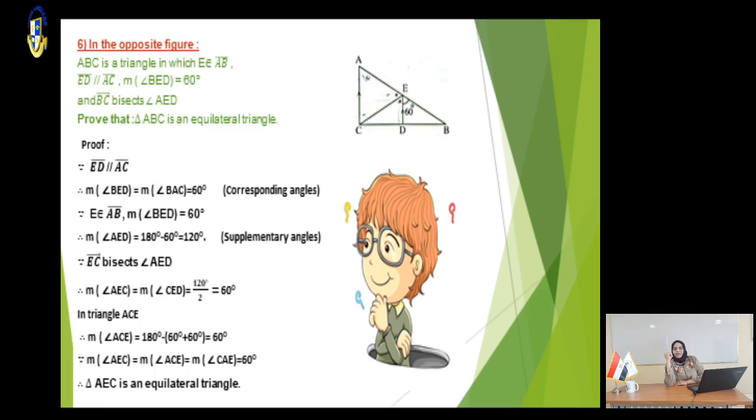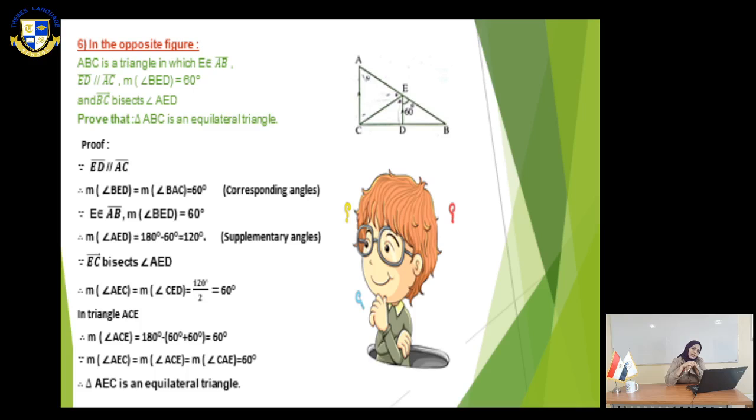As we see, we have a parallel, ED parallel to AC, so we can get two pairs of angles that are equal. Angle BED equals angle BAC equals 60 degrees. As we see, corresponding angles, we have the letter F here. E belongs to AB, and the measure of angle BED equals 60 degrees. So the measure of angle AED equals 180 minus 60 equals 120 degrees, because we have two supplementary angles.